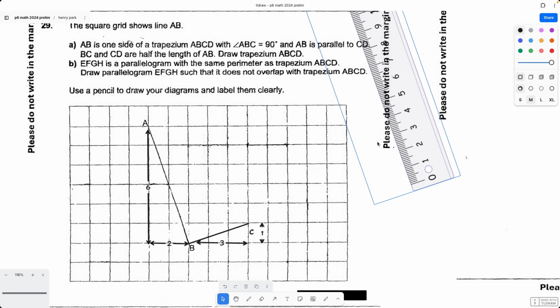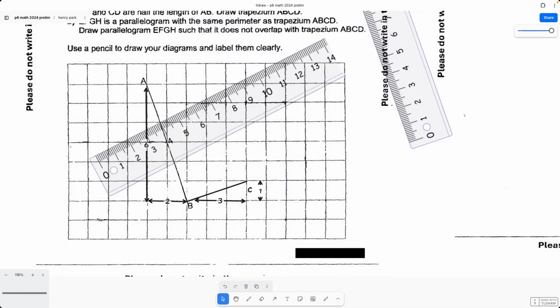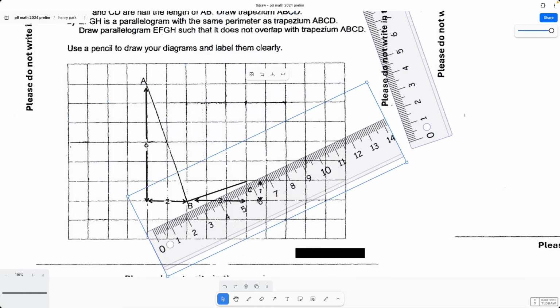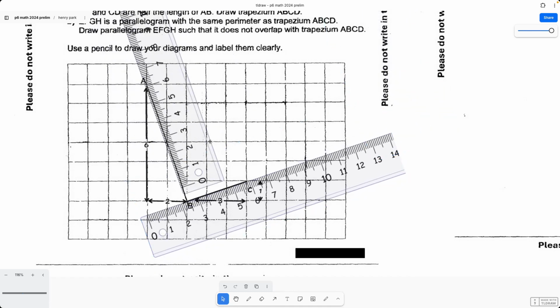So from here, to get a parallel line using rulers, or any straight instruments, I guess that's what they call them, instruments. When you want to draw a parallel line, you can use two rulers together and then you just drag them out like this.